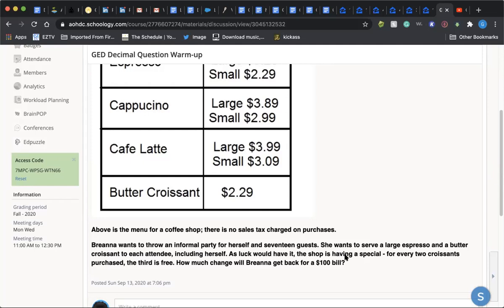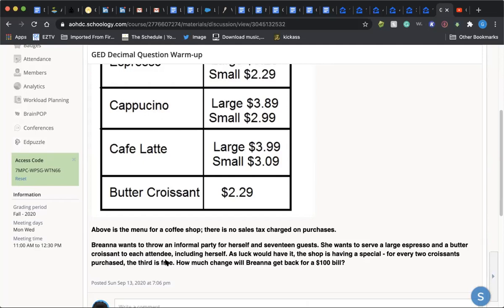As luck would have it, the shop is running a special. For every two croissants purchased, the third is free. So how many croissants is she going to get for free? She's ordering 18, right? She's going to get 6 for free. Correct, she's going to get 6 for free.